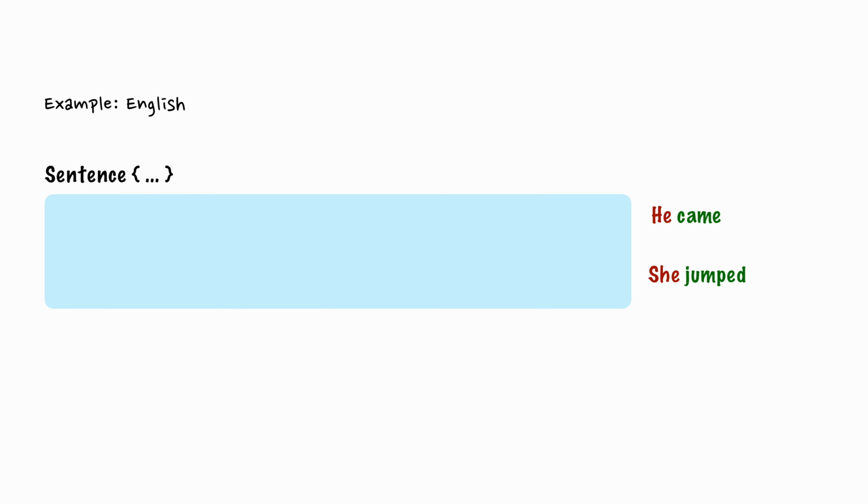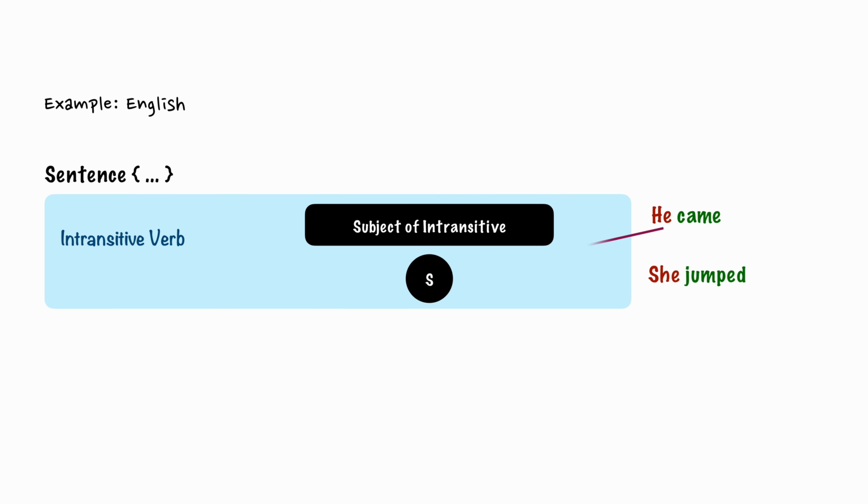To understand morphosyntactic alignment, let's start with these English sentences. He came. She jumped. These are sentences with intransitive verbs, meaning the verbs do not take an object. The verbs came and jumped do not require an object, and he and she function as the subject S of each sentence, as the single core argument.